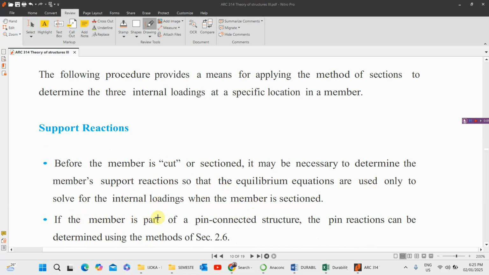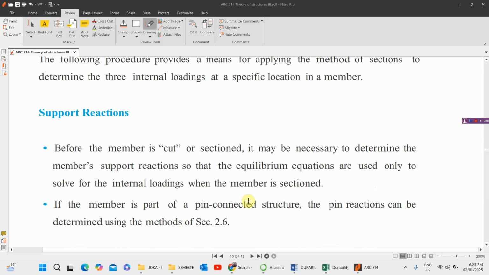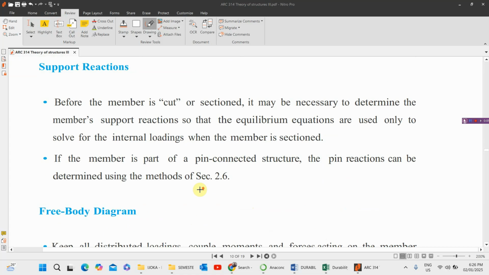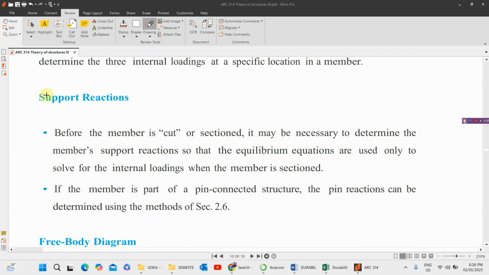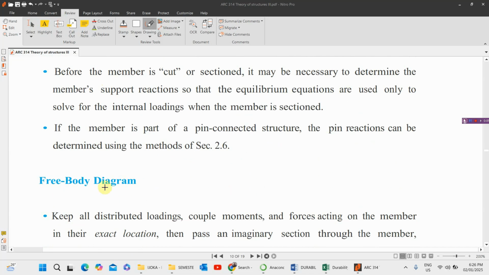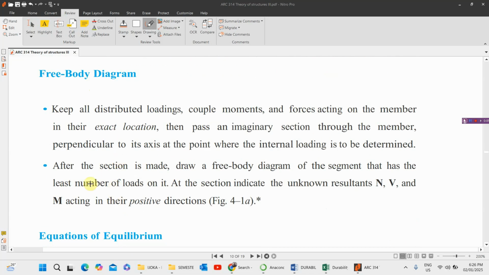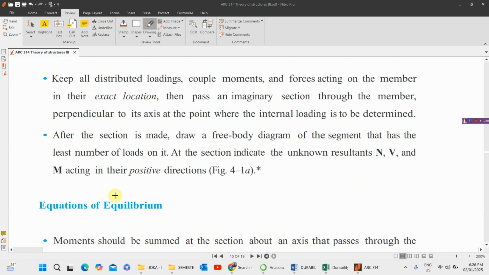Now, if the member is part of a pin connected structure, the pin reaction can be calculated or determined using the method of section. I will explain the section method later. After calculating the support reaction, we draw the free body diagram. Then in the free body diagram we will locate the shear force, the bending moment, and the axial force.